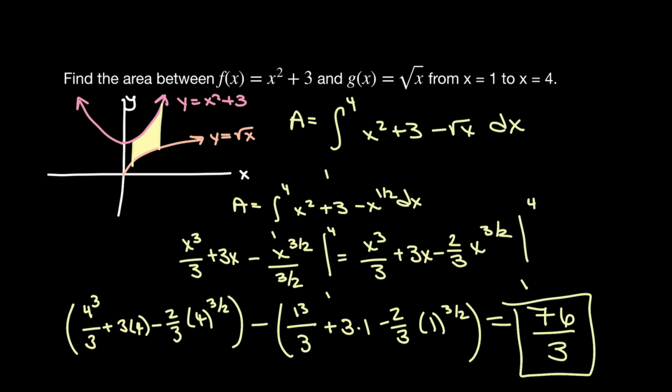One thing to note is when you're integrating the top function minus the bottom function, that is giving you an area. You should always get a positive answer. If you get something that's negative, it means you made a mistake somewhere. Maybe you don't have the right bounds. Maybe you have the wrong function as the top function.